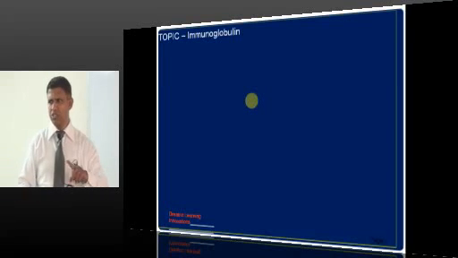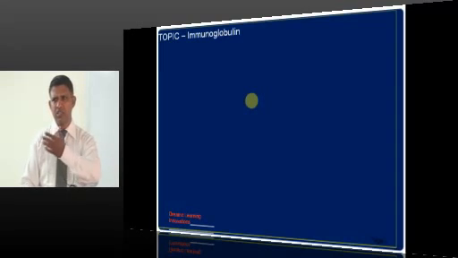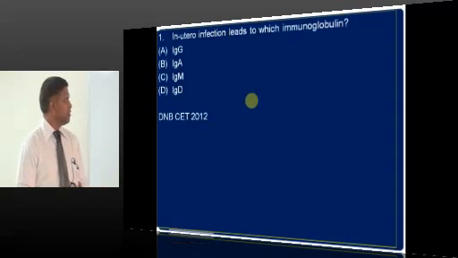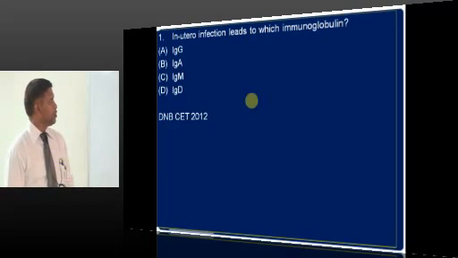Let's start with immunology. The questions I have collected are ones that have been asked over the last 10 years, all in the DNB still. First question goes like this: in utero infection leads to which immunoglobulin?